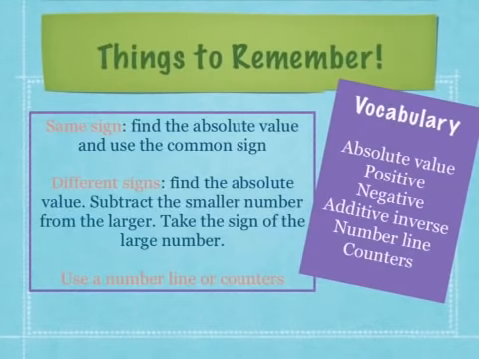Things to remember for today is when you're using absolute value and you have the same sign, you find the absolute value and then use the common sign. So if the common sign is positive, your answer will be positive. If the common sign is negative, your answer will be negative. If you have different signs, find the absolute value and subtract the smaller from the larger. Take the sign of the larger number. And don't forget, you can always use a number line or counters to solve your problem or to check your work.